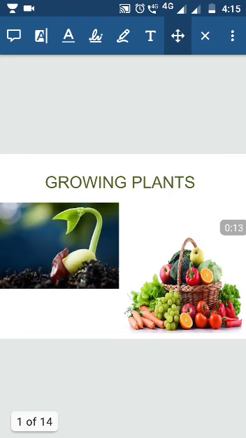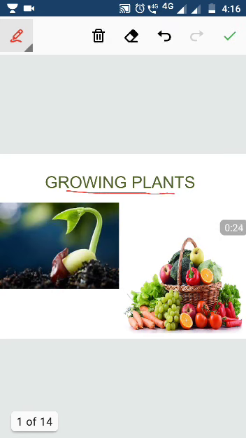I'm going to take grade 5 science. Growing plants. In this lesson, we are going to see how plants grow, because we largely depend on plants for food. Yes. We get fruits, vegetables and food crops like rice, wheat, everything from plants. So it is very essential to know how plants grow.